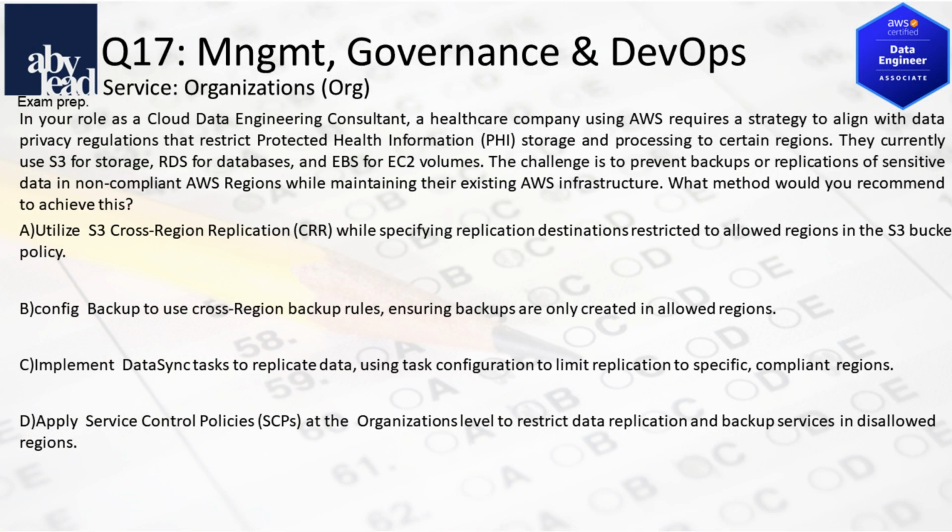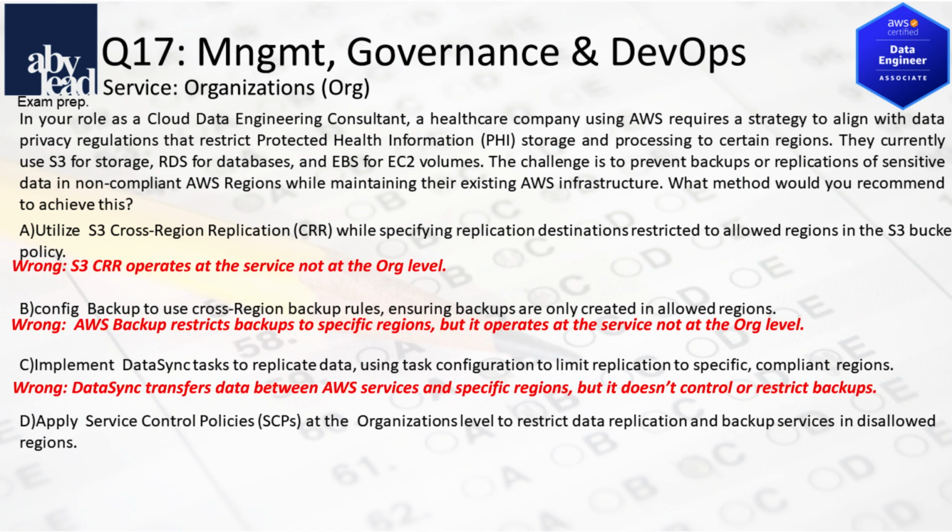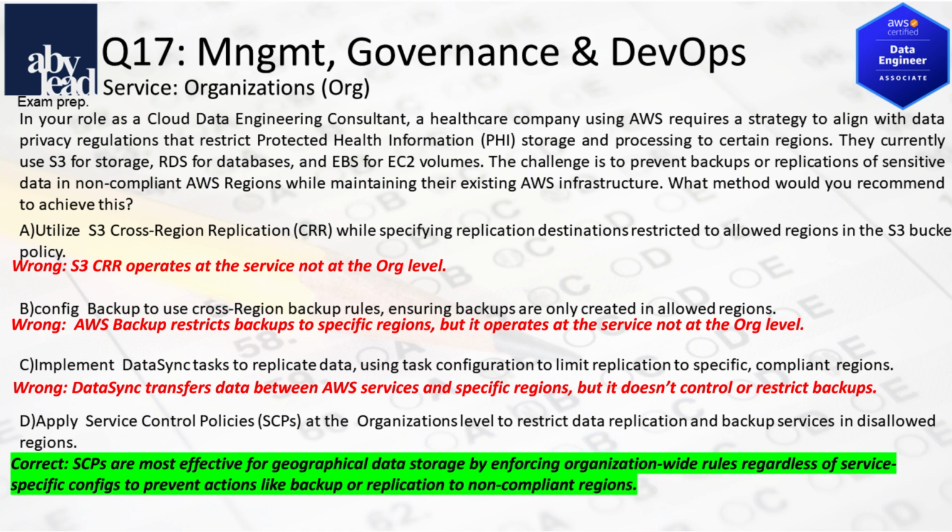Question 17. Storing health documents is regulated to be regionally restricted. You have to find a method to apply this to S3, RDS, and EBS in your global enterprise. But S3 cross-region replication or regional AWS Backups aren't on organization level and drop out. And DataSync transfers but doesn't restrict regional storages. The proper method is the organization-wide service control policies for any service and region.